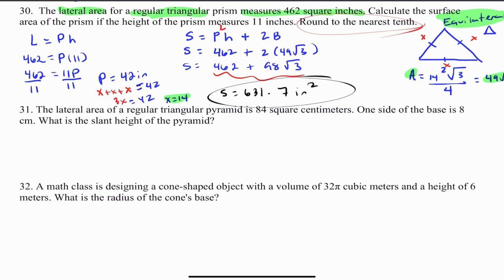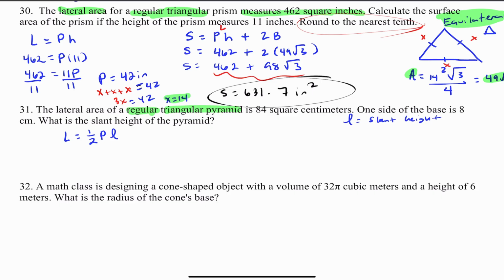So first things first, let's figure out the lateral area formula for a pyramid, which is L equals 1/2 the perimeter of the base times the slant height. Now remember, we represent the slant height as a lowercase cursive letter L, like this, right? So L represents the slant height, and we're dealing with a triangular pyramid with a regular base, right?